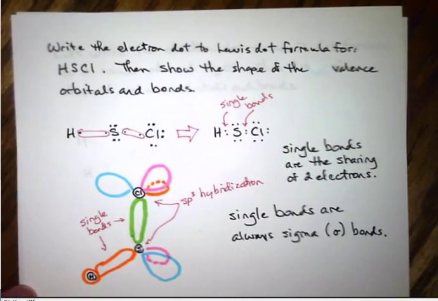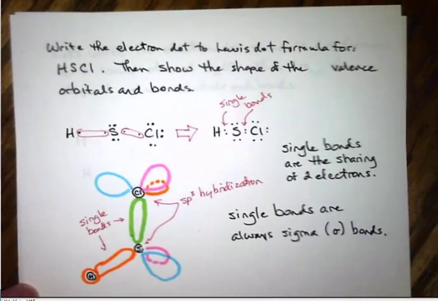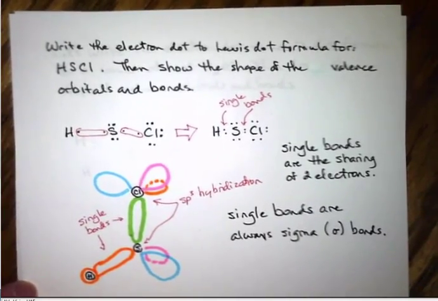Okay, I could put in the electrons. I could draw in that double arrow thing like we do in orbital notation. Okay, single bonds are always sigma bonds. We're going to find out that not all bonds are sigma bonds, but single bonds are always sigma bonds.